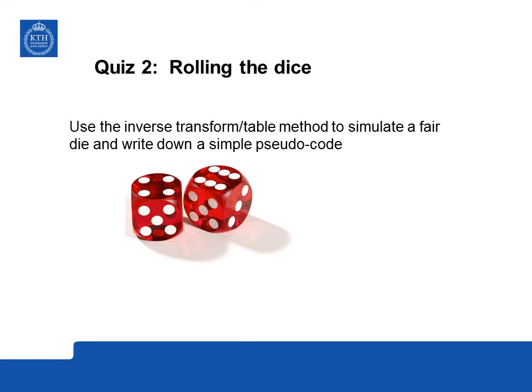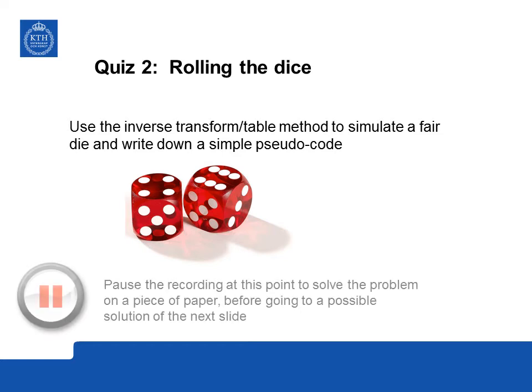To illustrate this, we use a simple quiz or problem, and we ask you to use this inverse transform table method to simulate a fair die. As usual, write down a simple pseudocode and give us the table contents. Stop the recording here. Use a pen and a piece of paper before going through the possible solutions on the next slide.